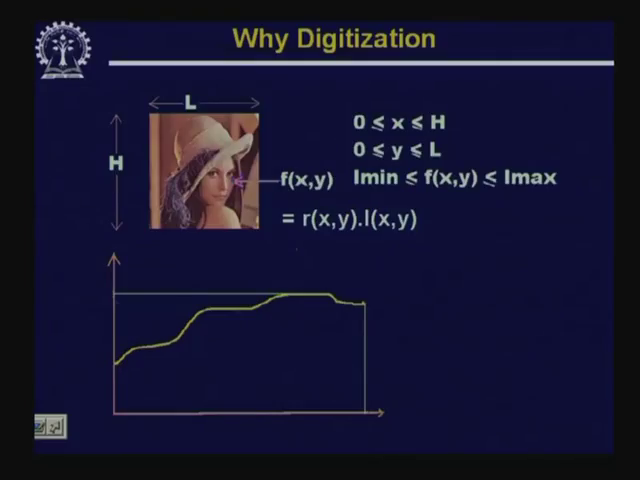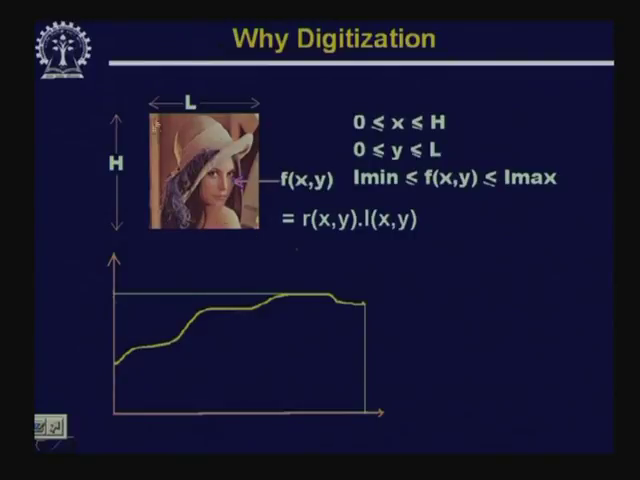Firstly, let us see why image digitization is necessary. You find that in this slide, we have shown an image. This is the image of a girl, and as we have just indicated in our introductory lecture, an image can be viewed as a two-dimensional function given in the form of f(x, y). Now, this image has a certain length and a certain height. The image shown here has a length of L, in units of distance. Similarly, the image has a height of h, which is also in units of distance.